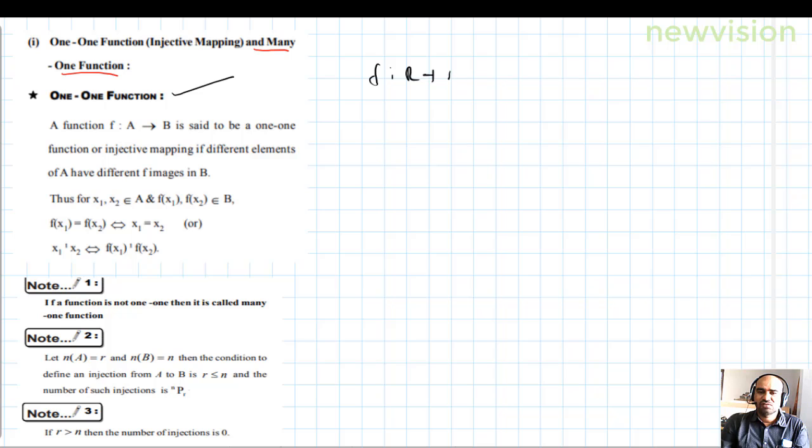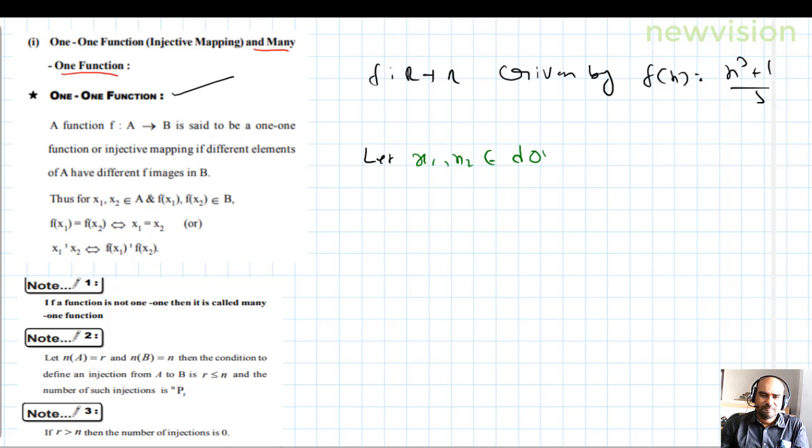f maps R to R given by f of x equal to (x cube plus 1) by 3. Now you want to check whether f is one-one or not. Cube, no, should take care. Square or 4th power means it sometimes does not become one-one, but cubes, no problem. So what I can say first, how to write steps later. x1 comma x2 belongs to domain. Then there exist f of x1 comma f of x2 belongs to codomain.